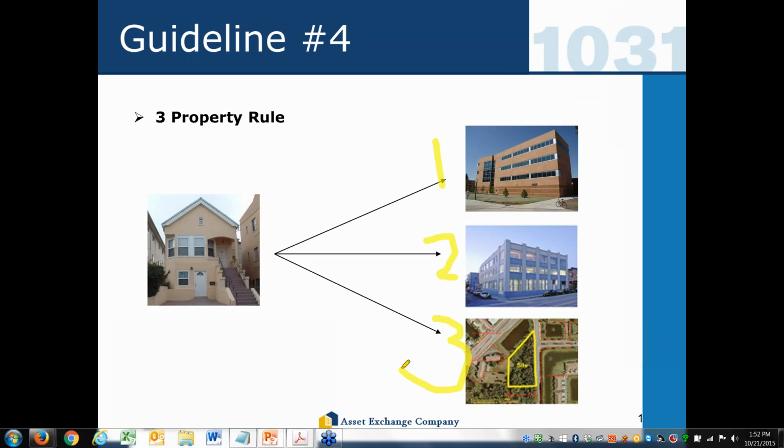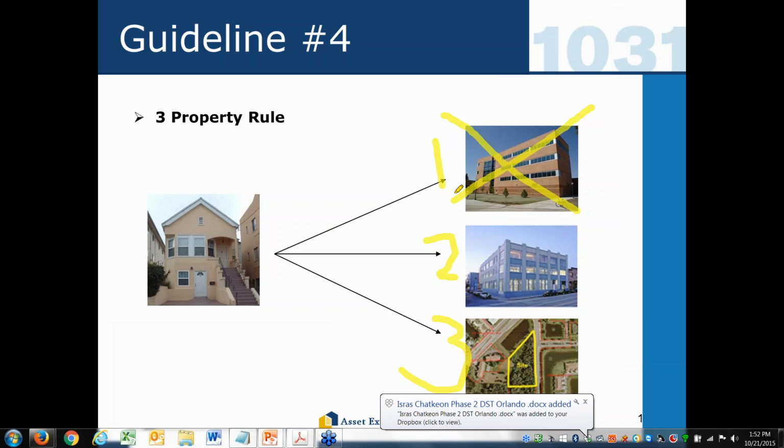Very important, you cannot change your list after day 45. And the biggest question I get, especially in today's market, is, geez, Leonard, what happens on day 46 if this property gets sold to someone else? Can I replace it? No, you can't. You now have 2 properties left to exchange into. If you can't get either of those properties, you're out of luck.